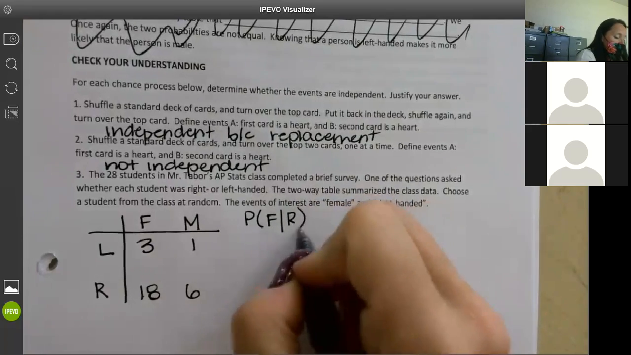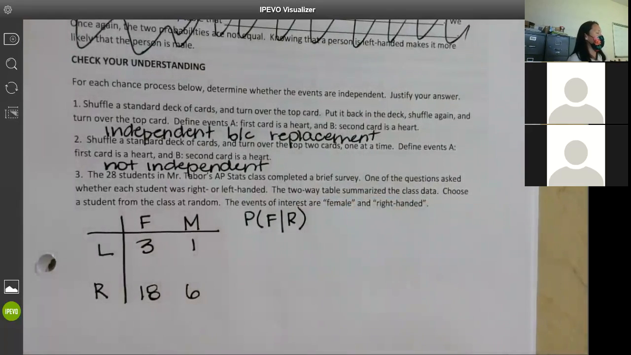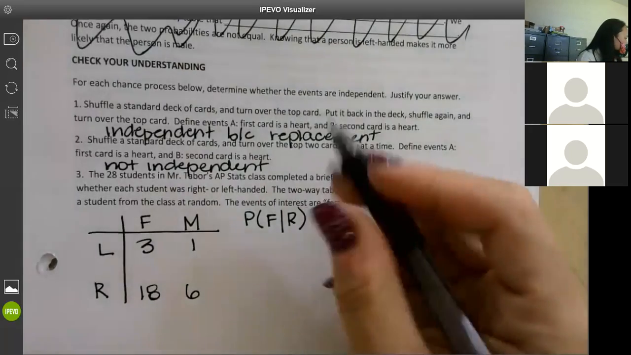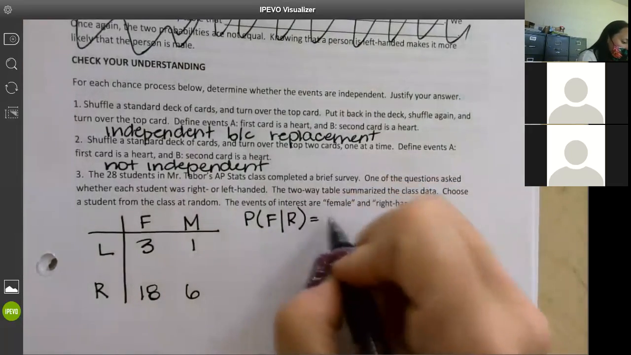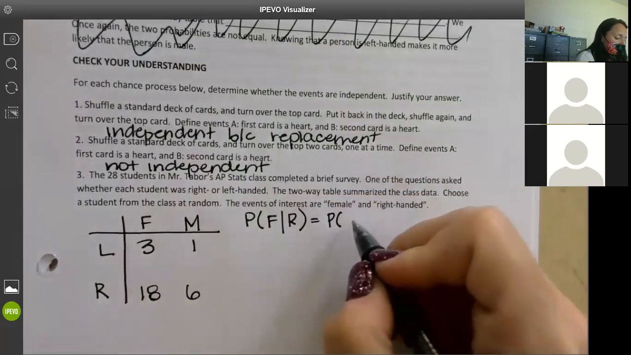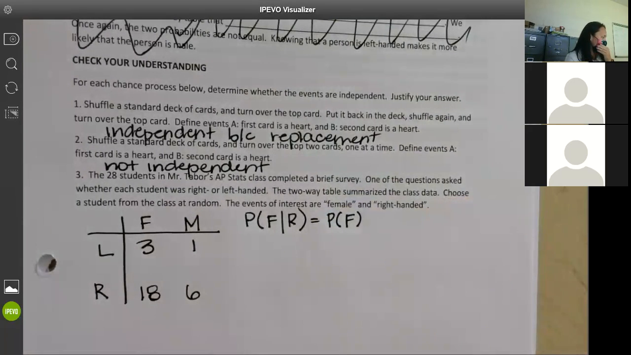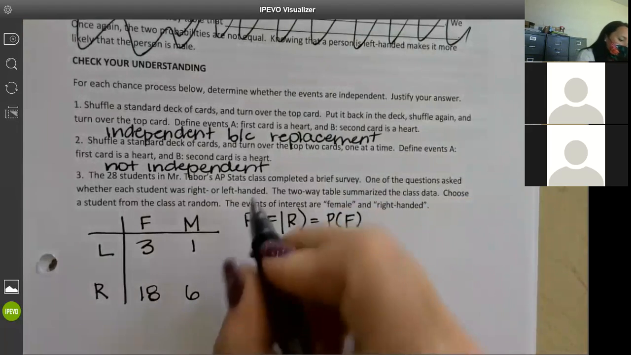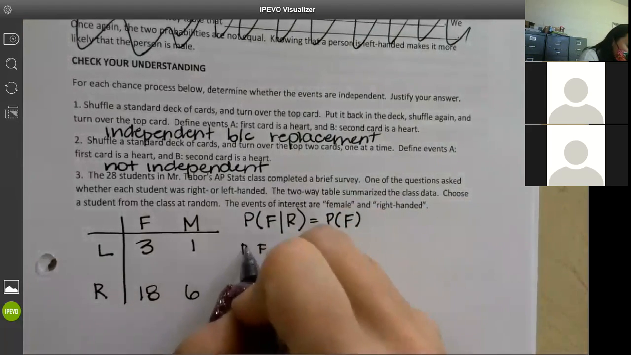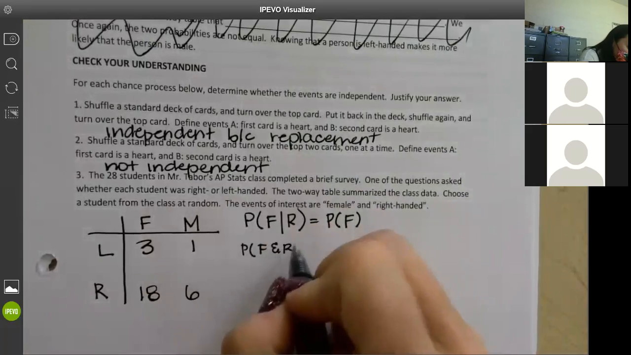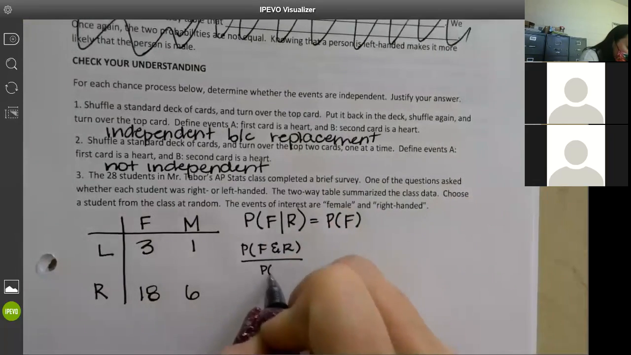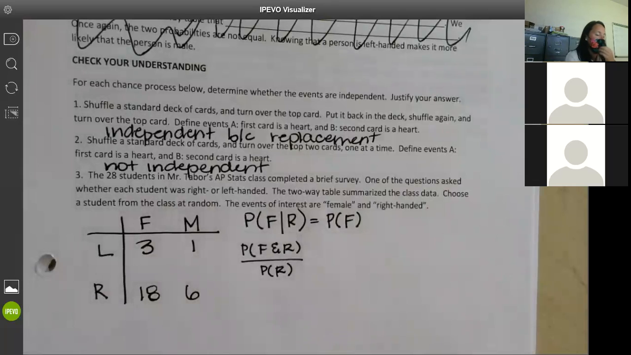So let's say female given right-handed, because that's the order you gave it to me in. What are we going to test that against? Female. Female, perfect. All right, so start with the given part. Remember, the given part is the probability of female and right-handed over the probability of right-handed.